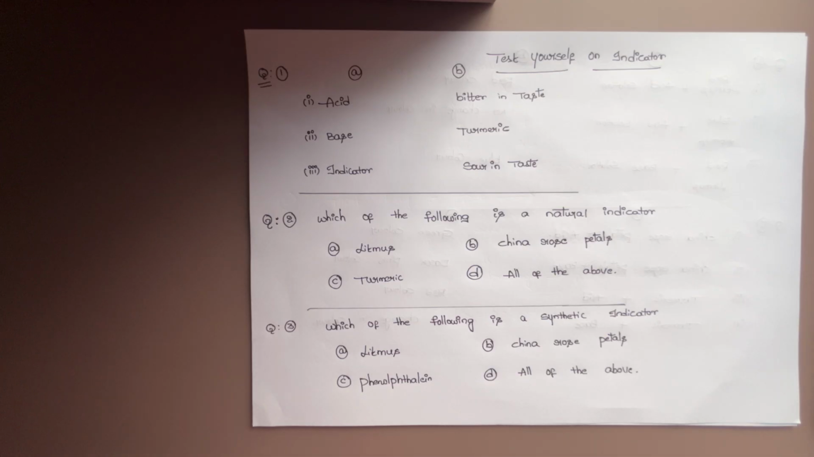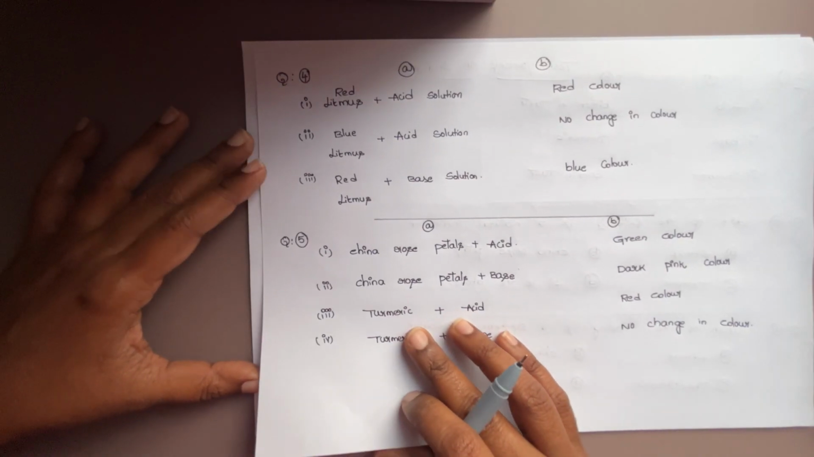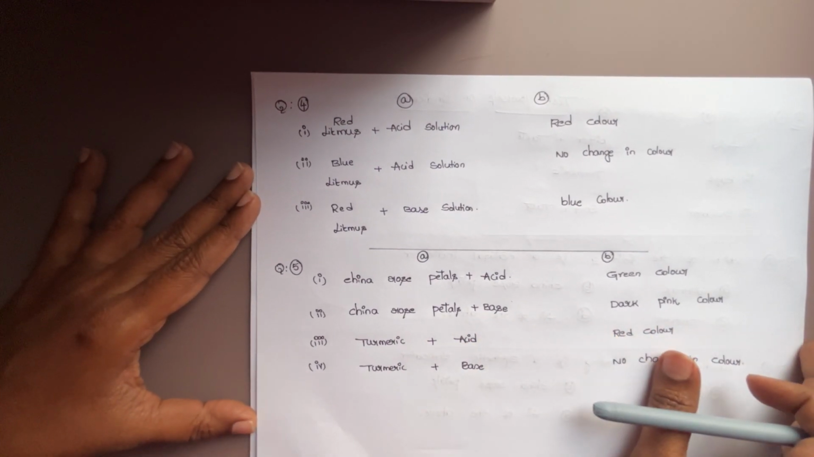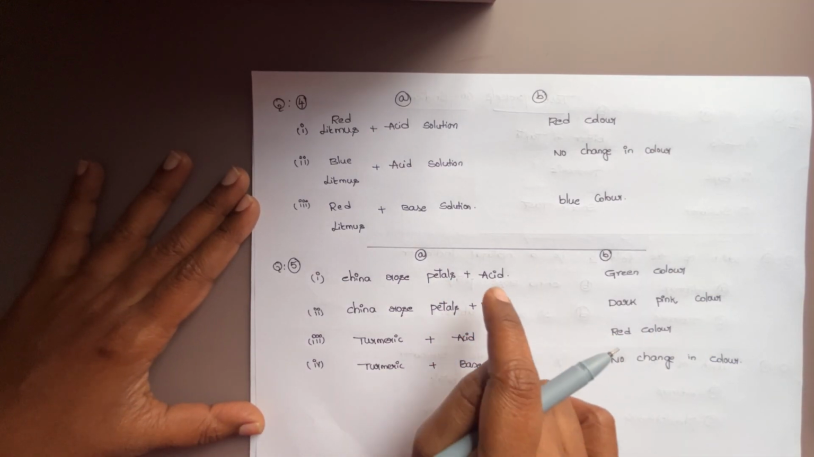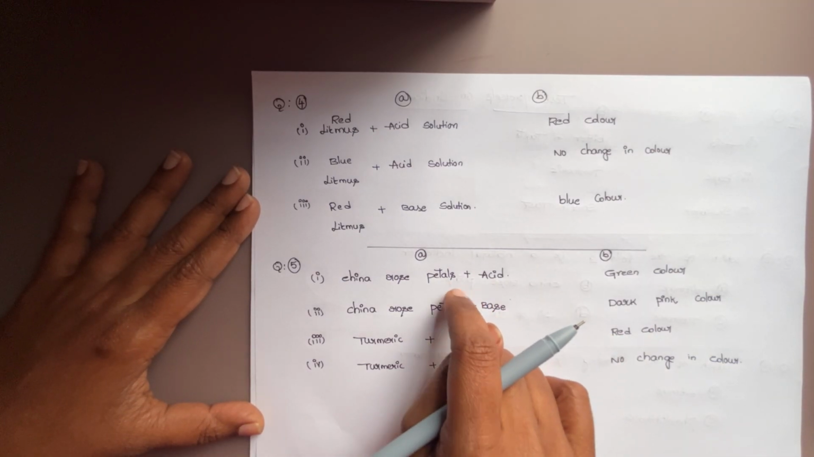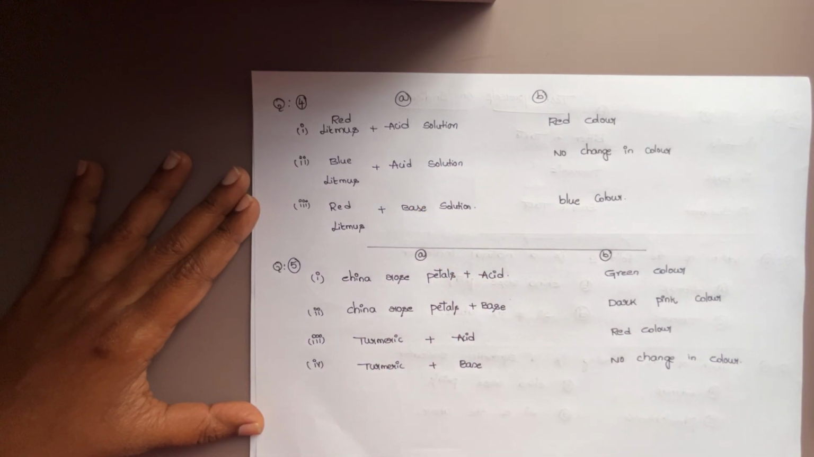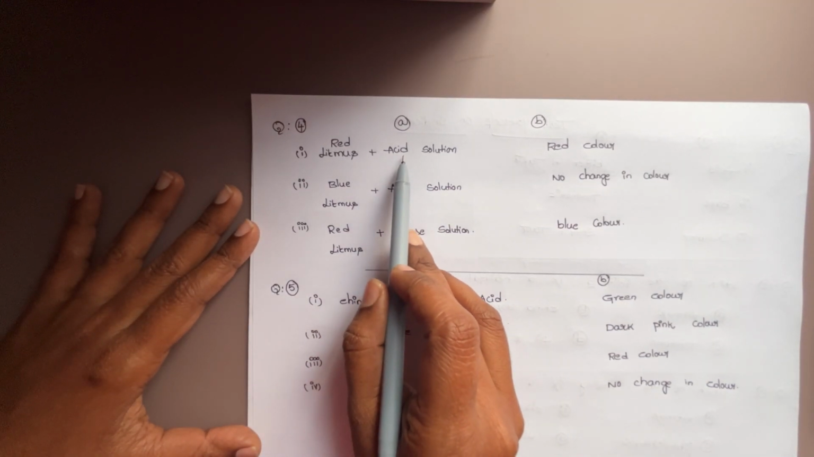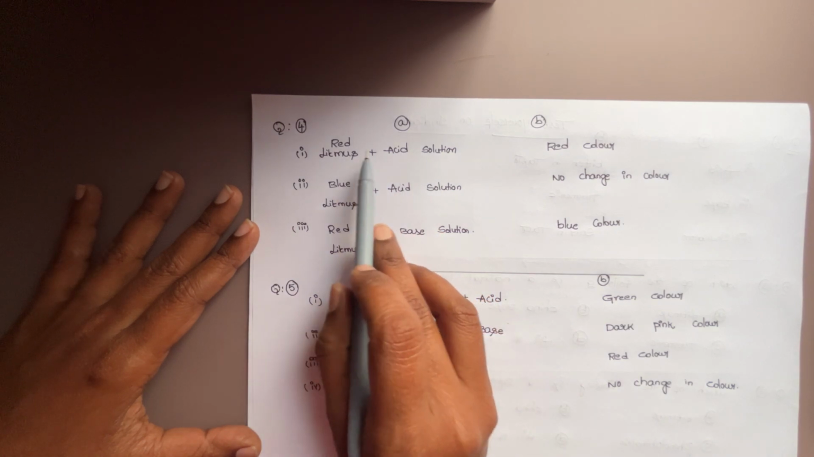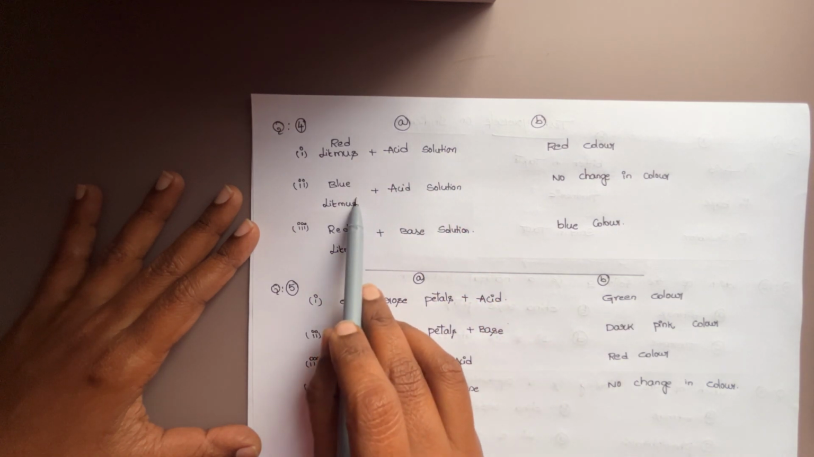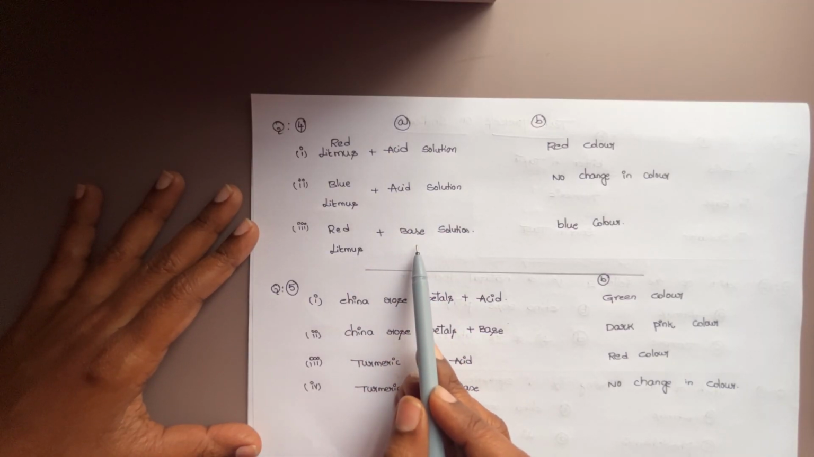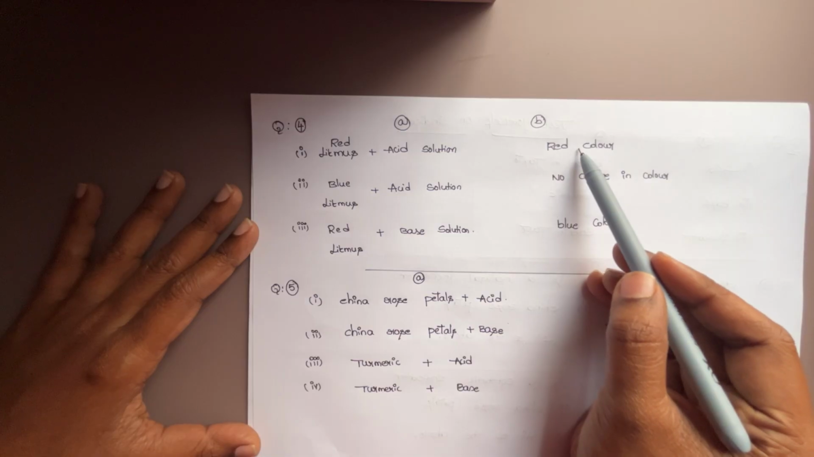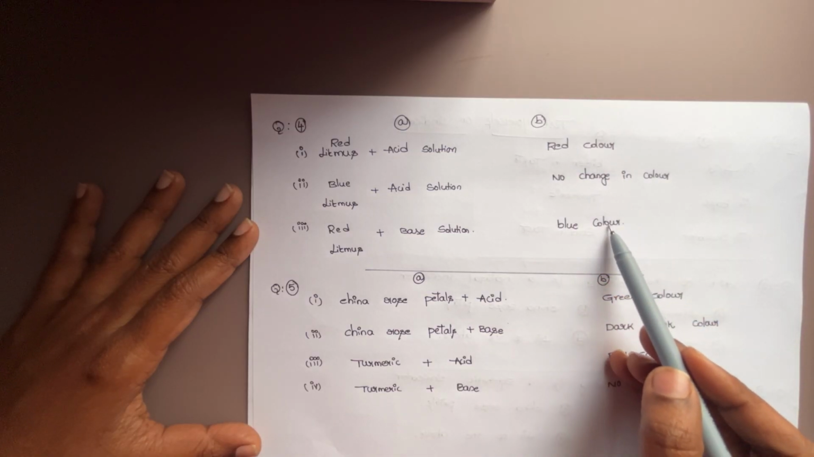Now let us see the remaining questions. Two more questions are there, which will be like a revision for the entire concept of indicators, because nowadays in competitive exams they are surely giving match the following. According to that, I myself prepared all these questions. Red litmus plus acid solution, blue litmus plus acid solution, and then red litmus plus base solution. Red color, no change in color, blue color.